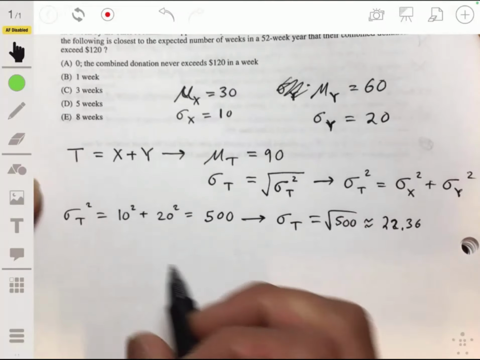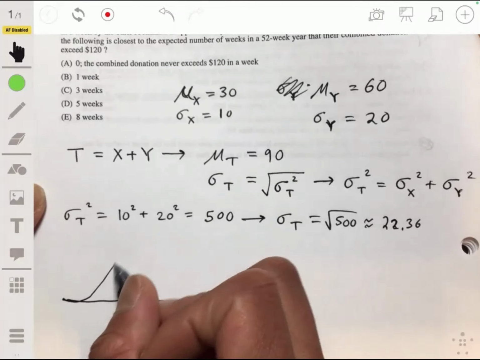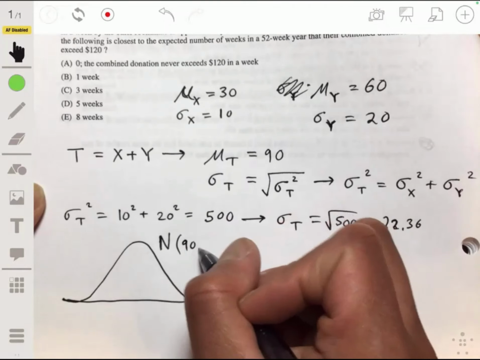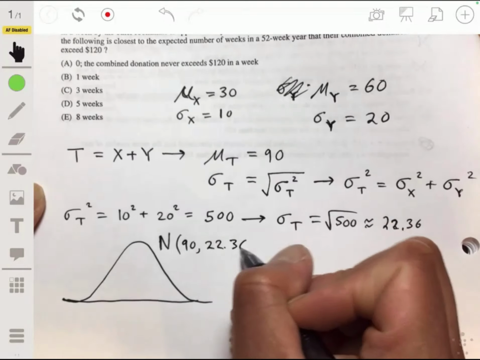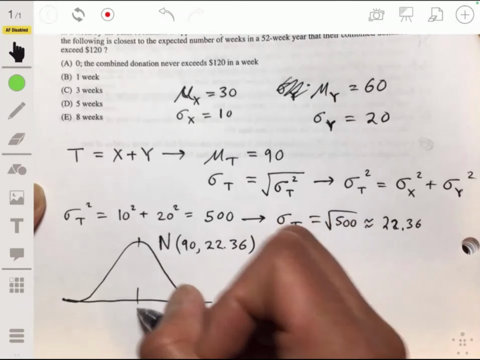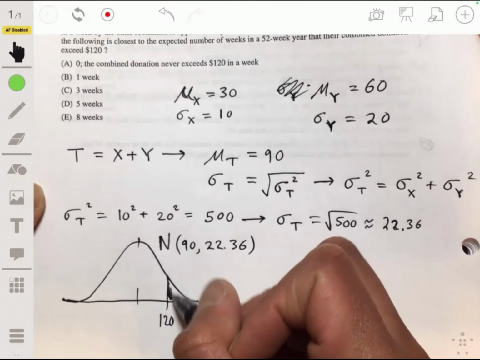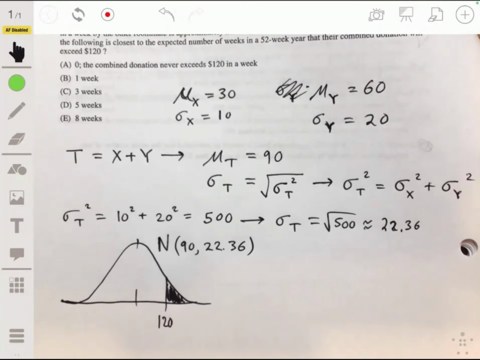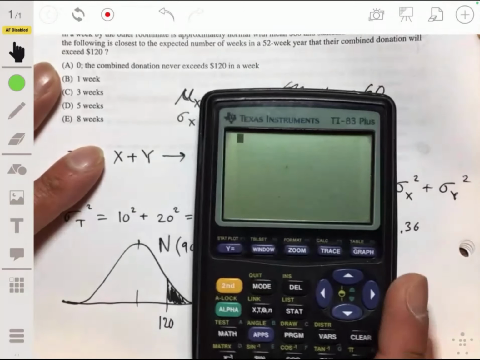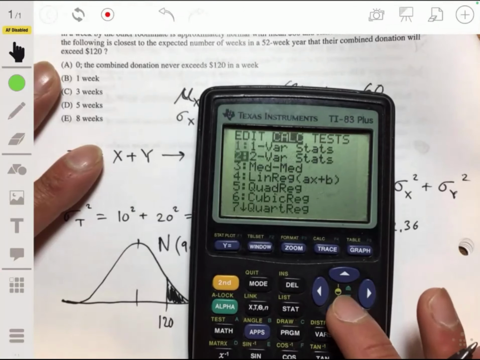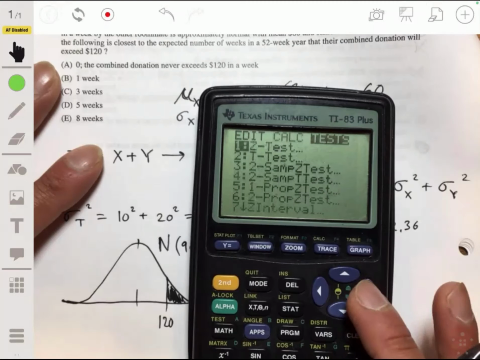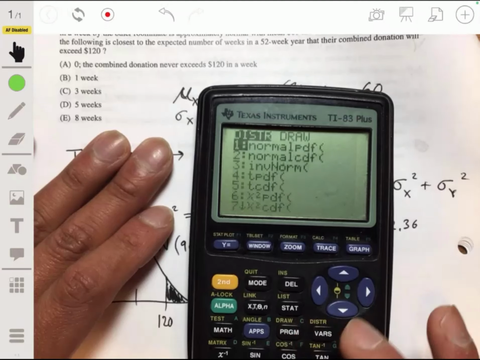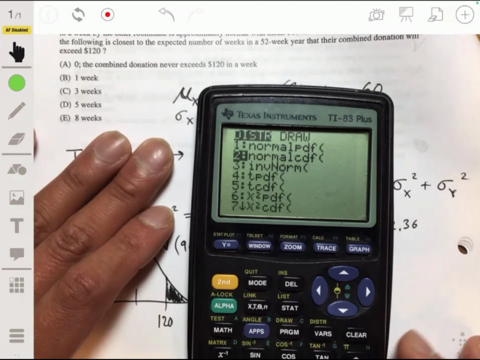Now we're going to look at a distribution with the mean of 90 and a standard deviation of 22.36. And remember, we're trying to find the probability that it's greater than 120. We're trying to find this area to the right, so to speak. For this, we can use technology. We're going to go to distribution, so second vars, normal CDF.